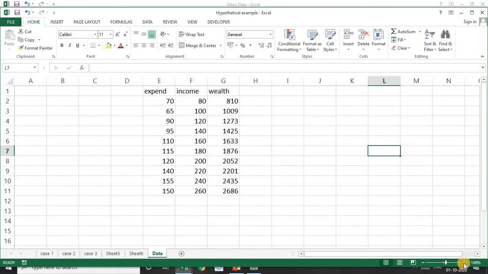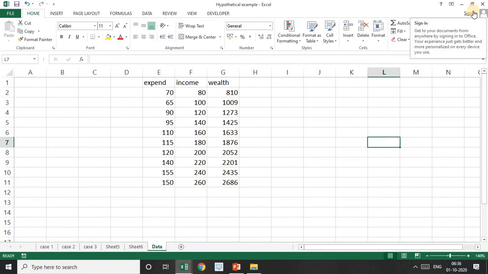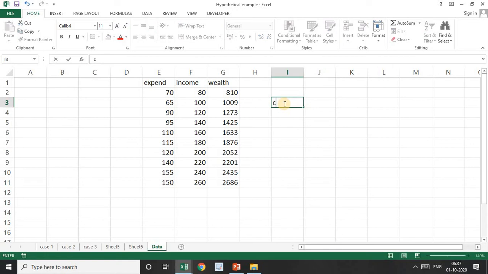Expenditure is a function of income and wealth. What I am going to do here, I will run many regressions: C is a function of income and wealth, then second, C is a function of Y alone, C is a function of wealth alone. Then I will do wealth is a function of Y. Let us see how this will change.